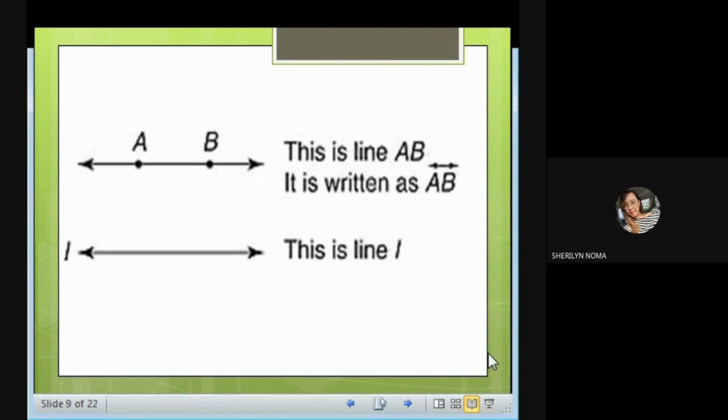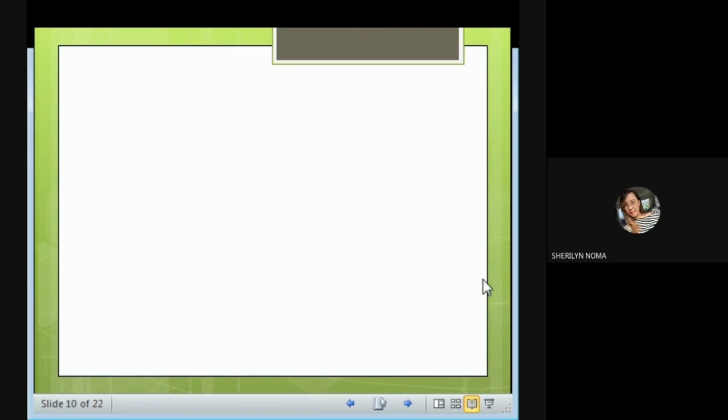These are the examples of line. The first line, this is line AB. It is written as line AB with the symbol, a line with 2 arrows. Second example, this is line L. The plane.